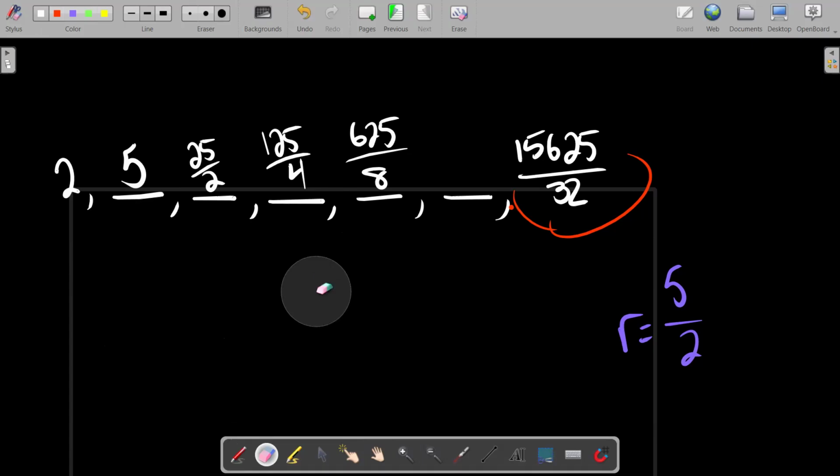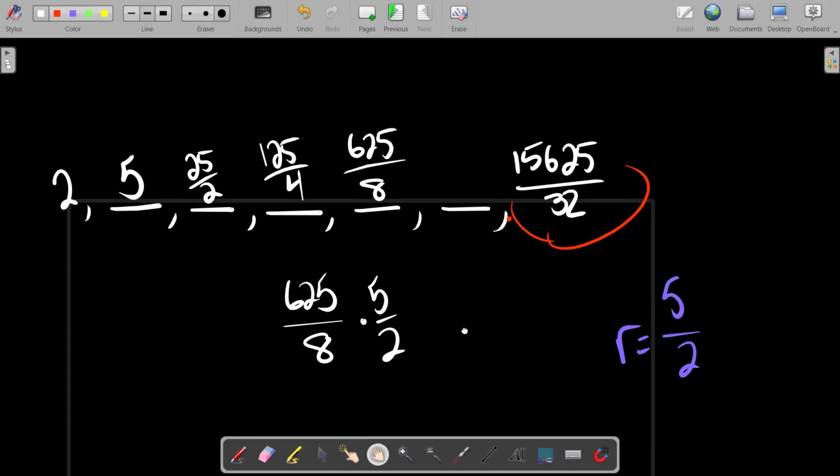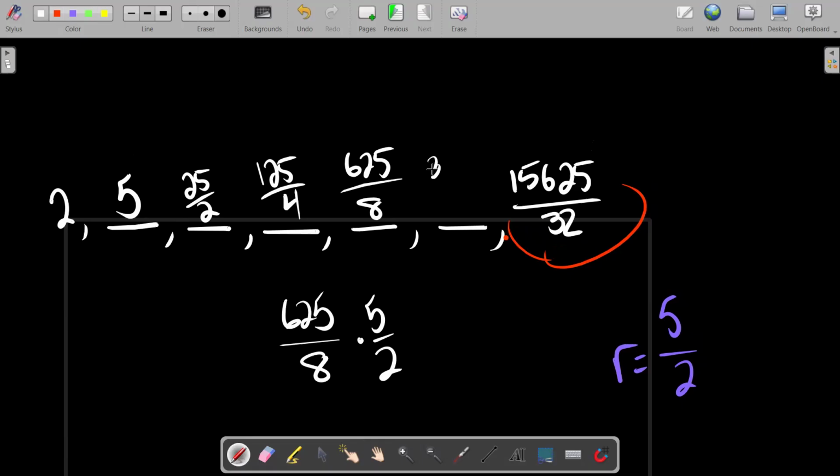You see how we just keep taking every answer and just keep smacking it with R over and over again. So we're going to take 625/8 and multiply it by 5/2 again. And what do we get? It's not all that huge. It's 3,125. And then take the bottom times 2, which is 16.